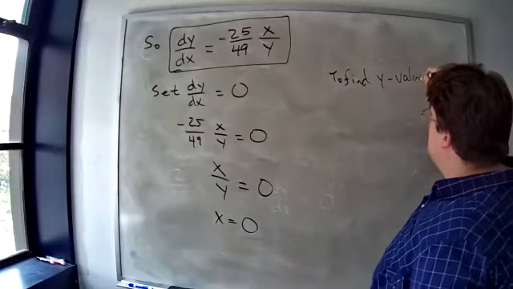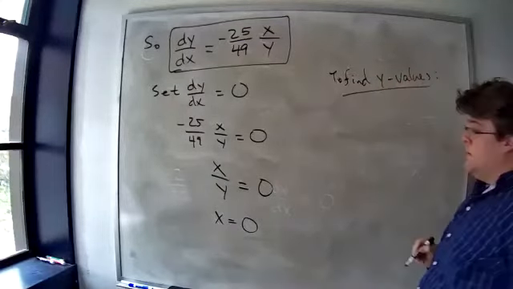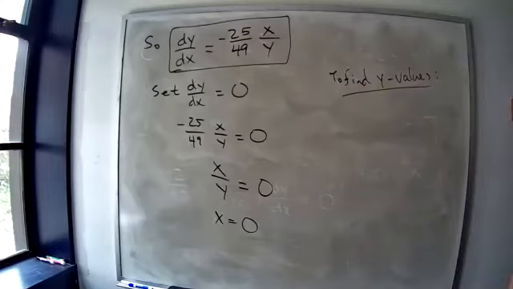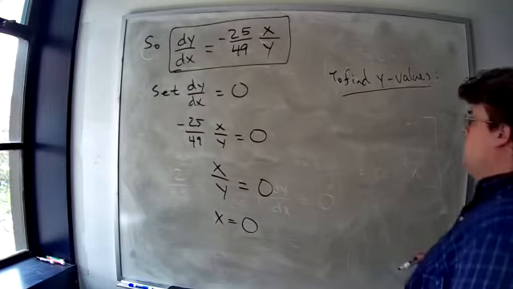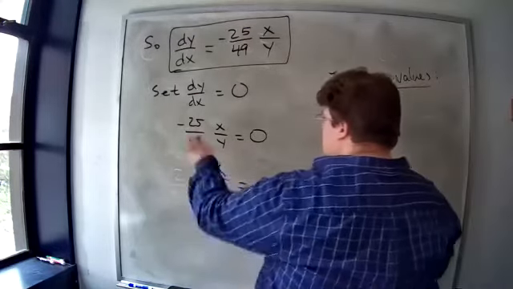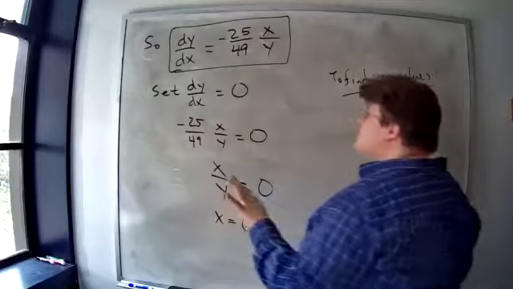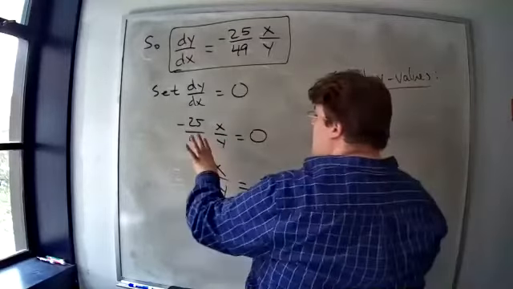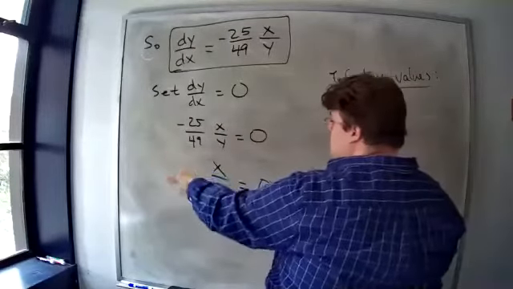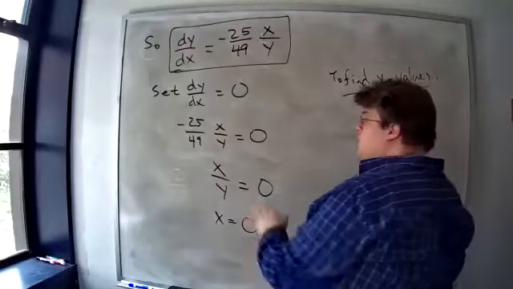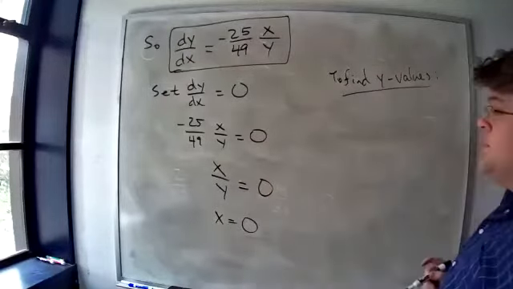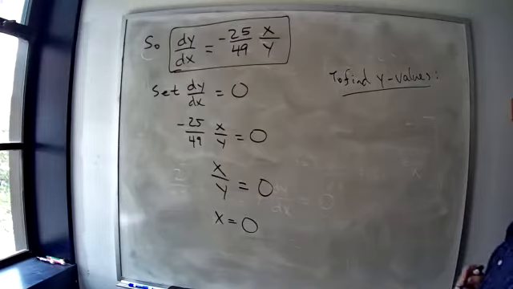Mr. Cameron. Yes. Okay, so when x over y times negative 25 over 49, why did it disappear? So to solve this, the first thing I did was divide by the constant. So divide both sides by negative 25/49. That'll cancel it on the left. 0 divided by that constant is still 0.